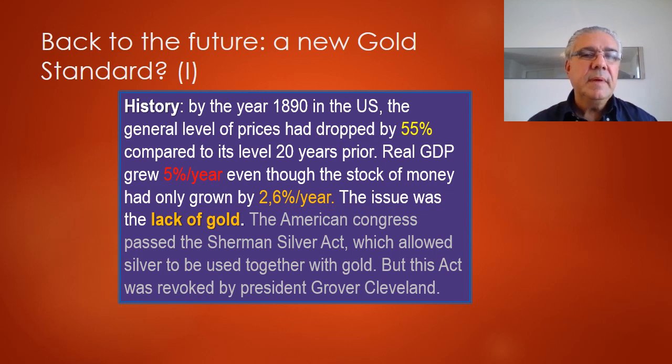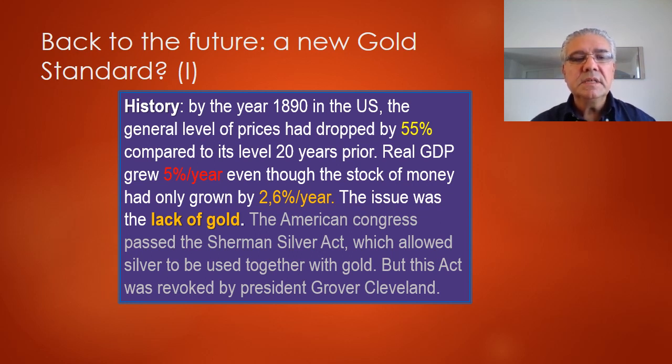Well, let's go back a little bit in history. In 1890 in the US, if we look at the general level of prices at that time, it had sustainably been dropping from its level 20 years prior. In fact, the cumulated drop was 55% compared to its value 20 years prior. Real GDP had grown about 5% a year, but the stock of money had only grown by 2.6%.